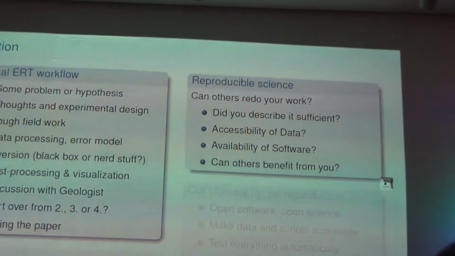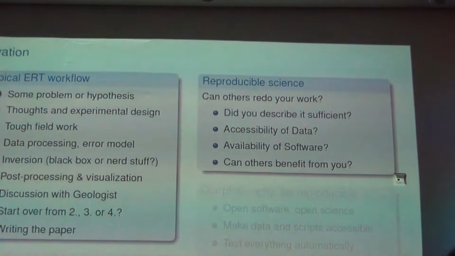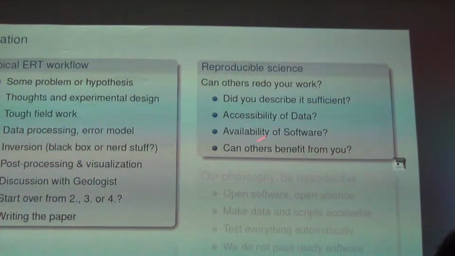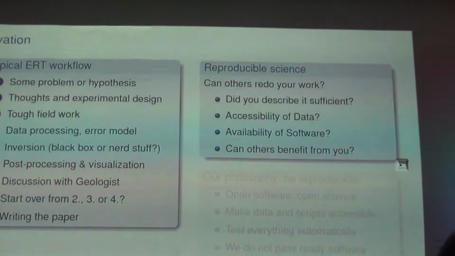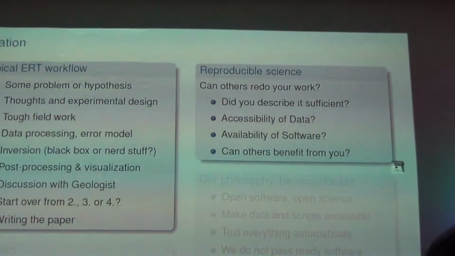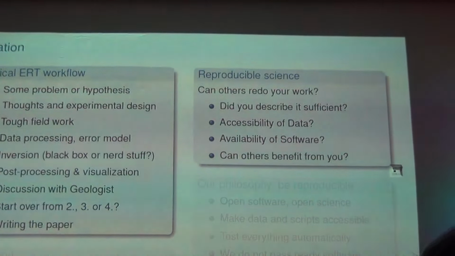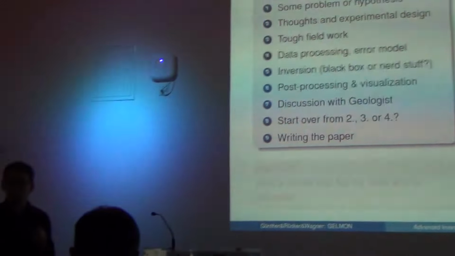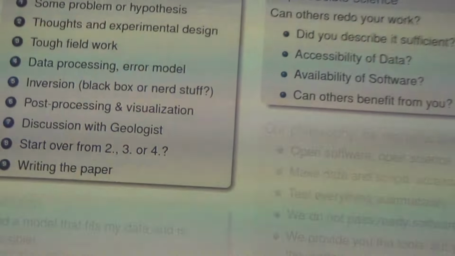Finally, we're writing the paper, and at this point we really have to think about the rules of scientific conduct, and the relatively new but also very old idea of reproducible science. So the question is, can others redo the work you're presenting? Which means, did you describe it in sufficient detail? Are your data accessible? That's something we're going to speak about in the afternoon session, or just before lunch. Is the software available? And most importantly, can others benefit from what you did, or do they have to do it again and again, and make the same mistakes again and again?